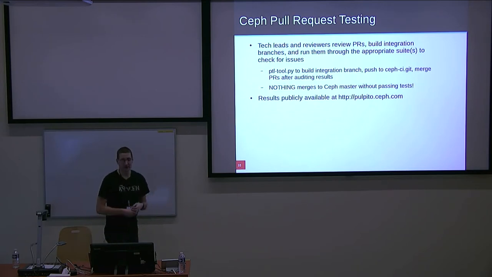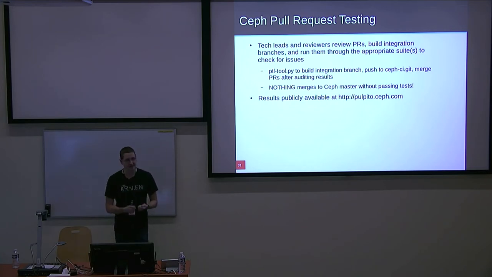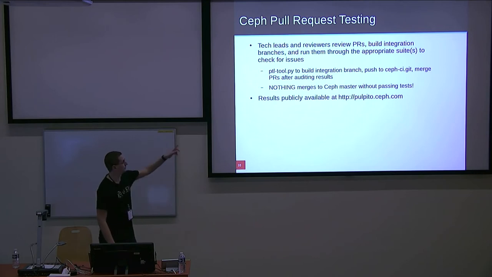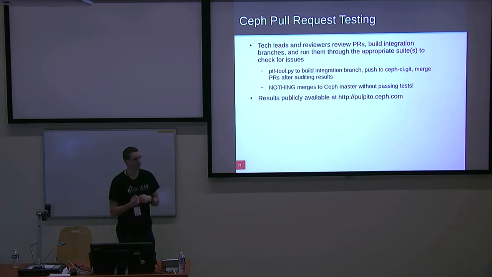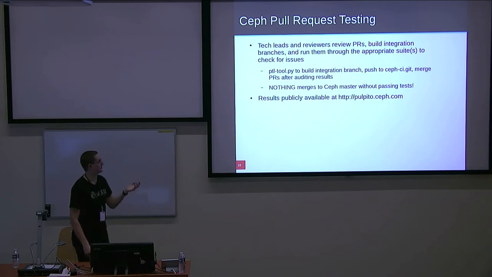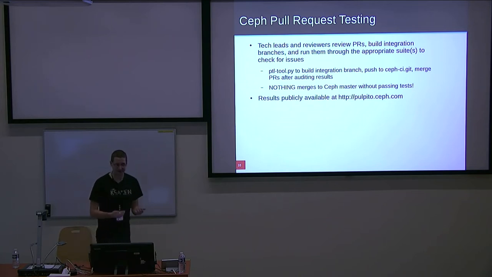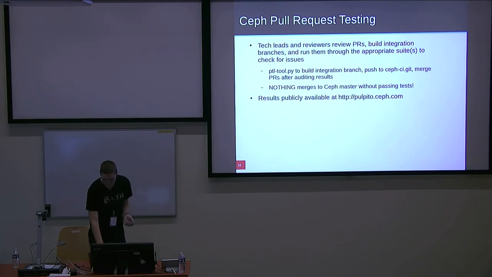Second, pull requests get submitted to us on GitHub, and the tech leads and reviewers go through those PRs, and when they think that they might be ready for merge, they build integration branches out of several PRs at once and run them through the appropriate suites to check for issues. We have some Python tooling to help with building those branches, pushing them for builds, and running the tests. And nothing merges to the Ceph master branch without passing these tests. The results are publicly available, so when a test completes, the reviewer says, well, something failed. I think it might be this PR, so I'm going to have that person look at it. Or, hey, everything passed. I can merge everything.